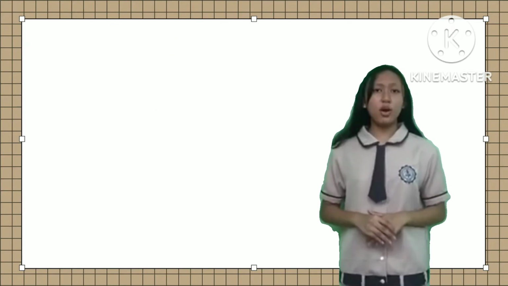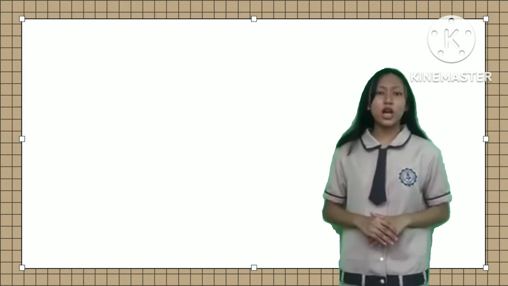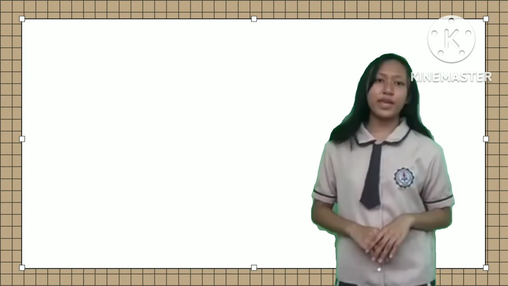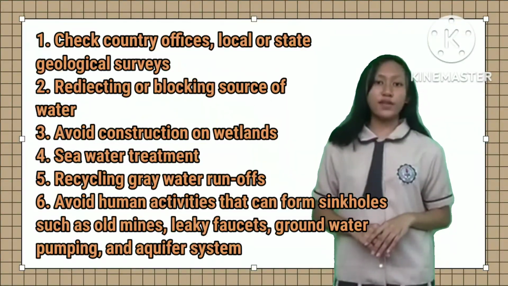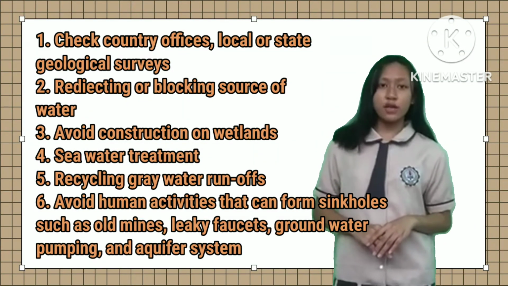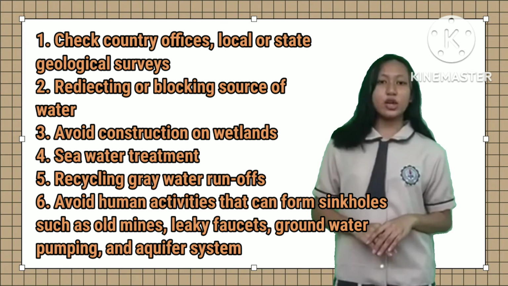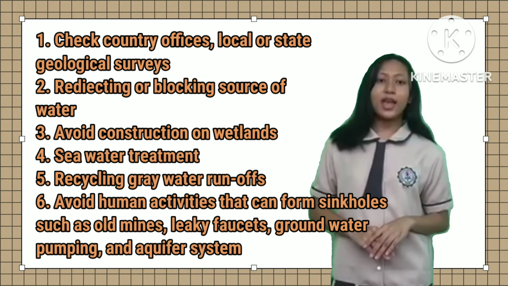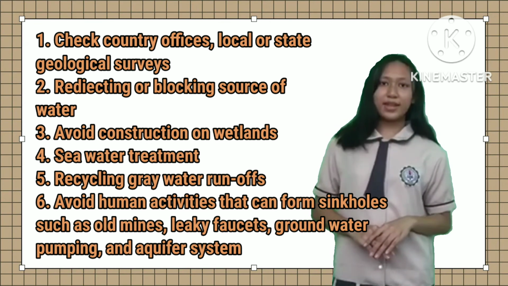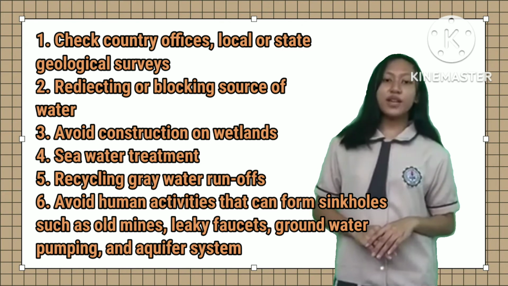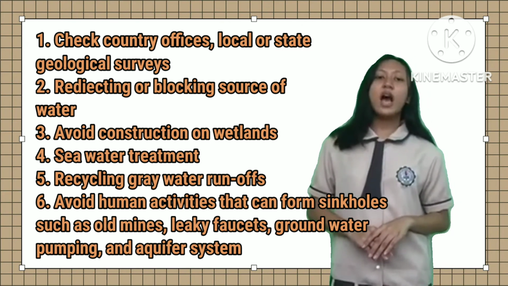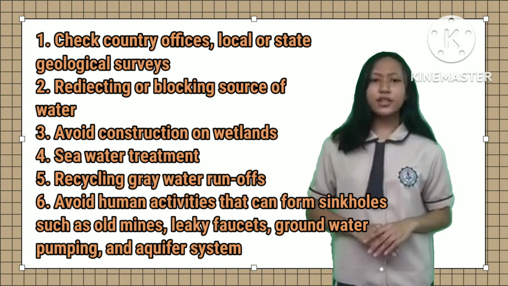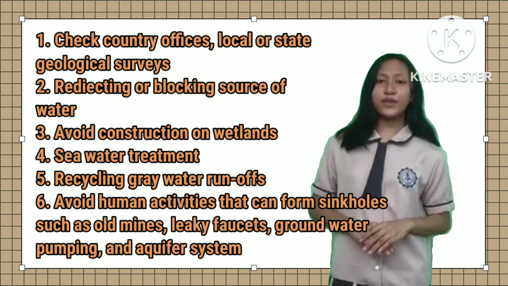So, since a sinkhole is a natural or man-made disaster, we as human beings can do something to prevent and reduce sinkholes forming. Number 1, check county offices, local or state geological surveys. Number 2, redirecting or blocking sources of water. Number 3, avoid construction on wetlands. Number 4, seawater treatment. Number 5, recycling gray water runoffs. And number 6, avoid human activities that can form sinkholes such as old mines, leaky faucets, groundwater pumping, and aquifer systems.